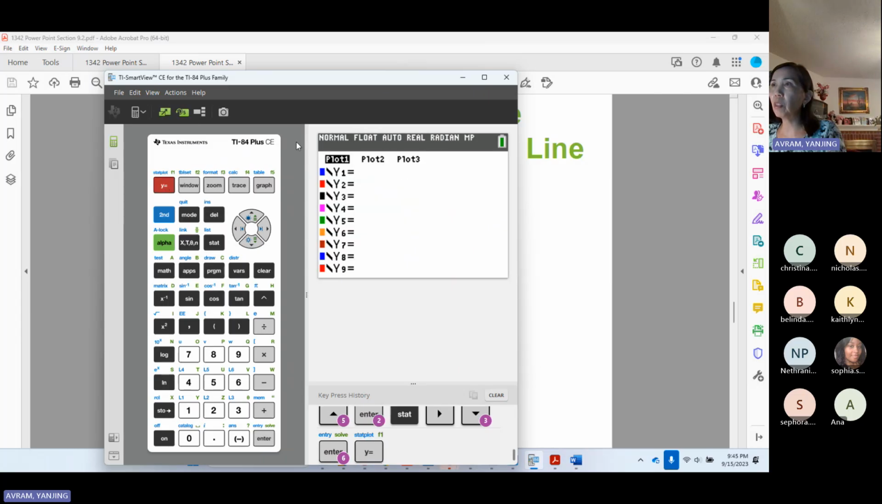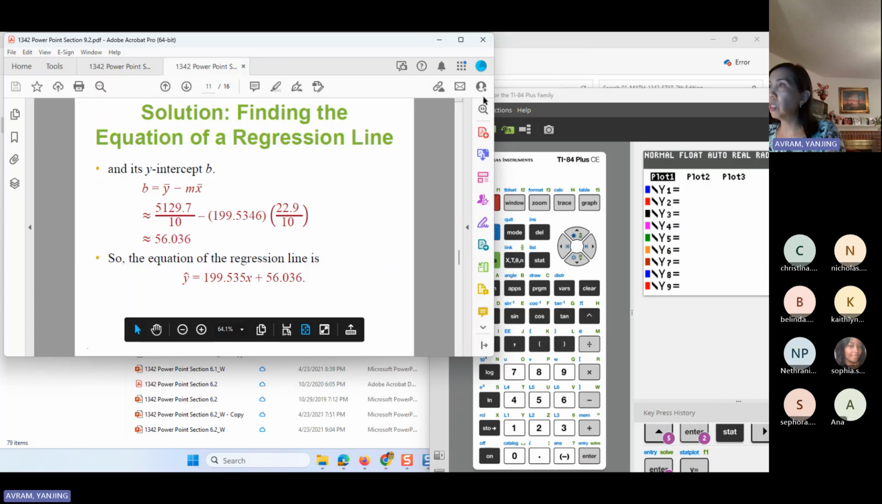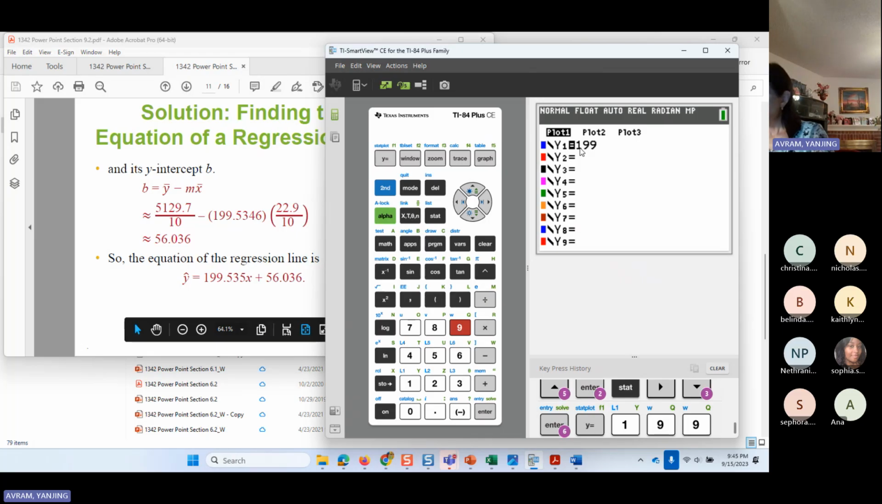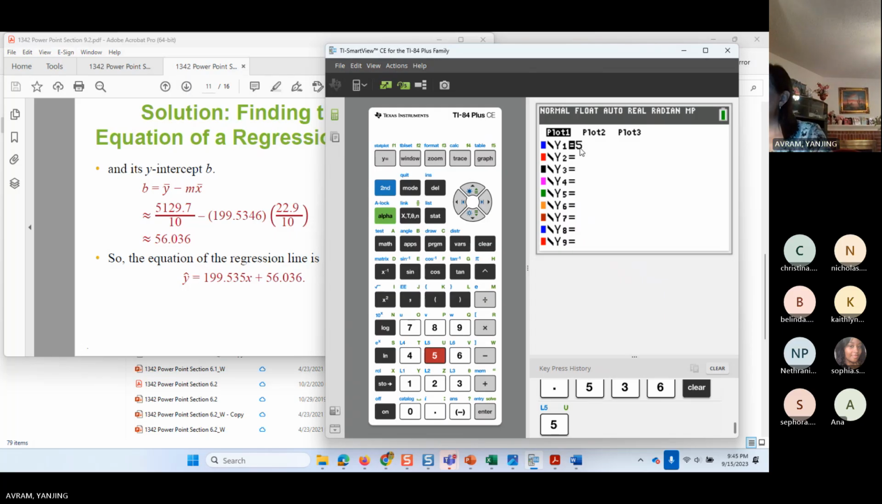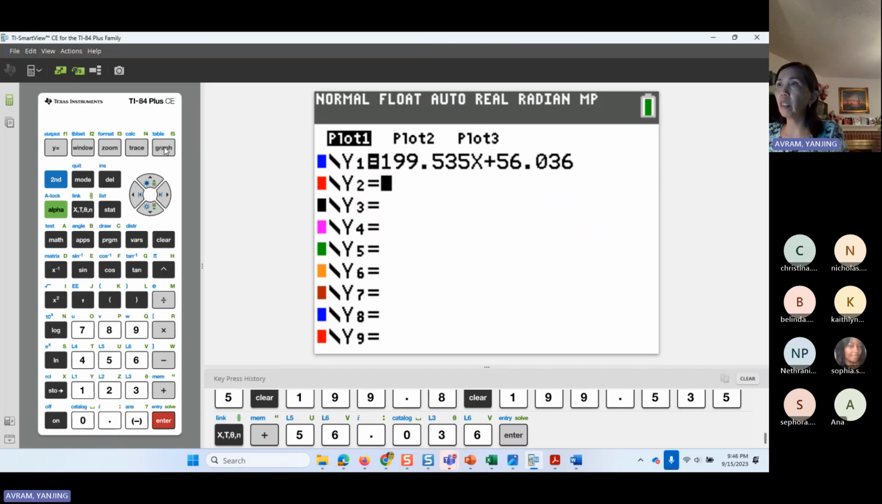So I can go ahead and graph this one in here. Look at that. I can input this whole thing into my y value, and then we can graph them. So 199.5346x, okay, and then plus 56.036. So when I graph this one right here, let's see what happened in here.